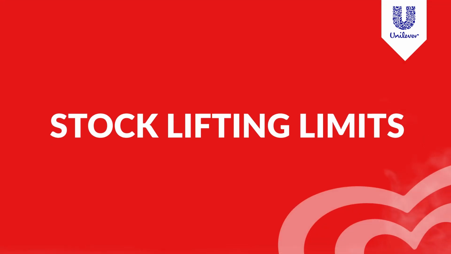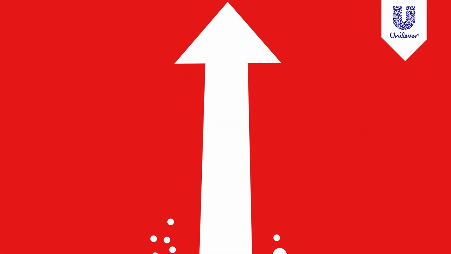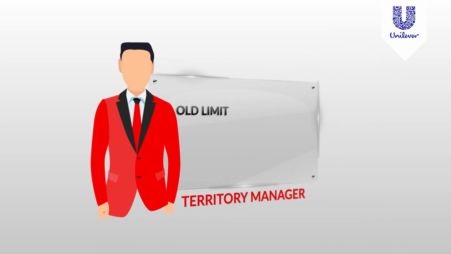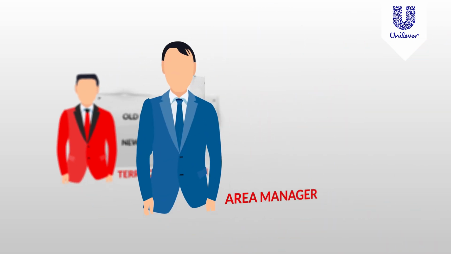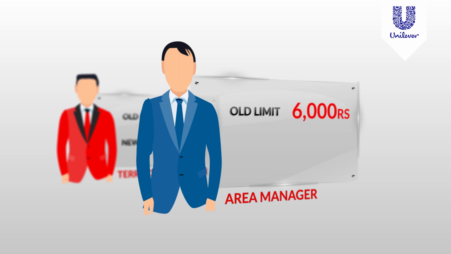Stock lifting limits. Stock lifting limits have been upgraded. Old limit for territory manager was less than or equal to 3,500 rupees. New limit for territory manager is less than or equal to 10,000 rupees. Old limit for area manager was less than or equal to 6,000 rupees. New limit for area manager is less than or equal to 20,000 rupees.